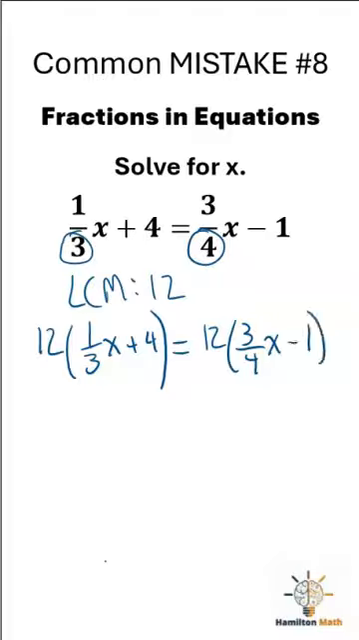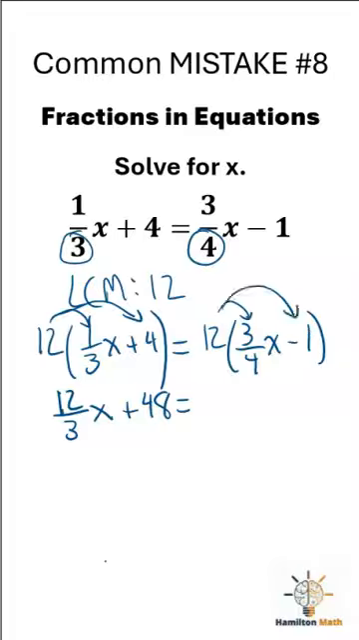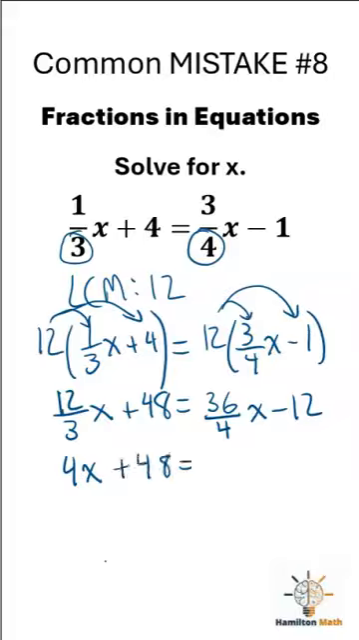and that's equal to 12 times 3/4 x minus 1. And so I'm going to go ahead and use the distributive property by bringing the 12 into both of those. 12 times 1/3 is 12 over 3x, which is 4x. 12 times 4 is 48. And then 12 times 3/4 and 12 times -1. 12 times 3/4 is 36 over 4, which is 9x. And 12 times -1 is minus 12. So now we can simplify this by writing it as 4x plus 48 is equal to 9x minus 12.